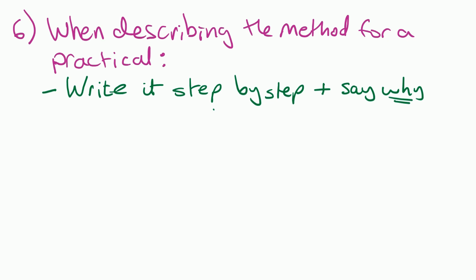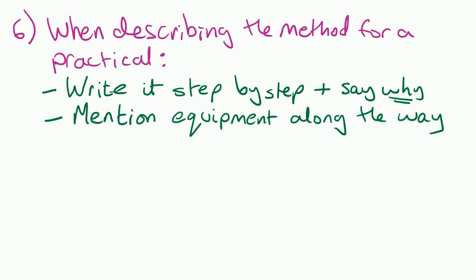Mention the equipment along the way. Unless the question specifically asks you to do so, don't write a big equipment list at the start. Mention it along the way. For example, you might say measure out 50 centimeters cubed of hydrochloric acid using our measuring cylinder, and then you're getting the equipment into your method.